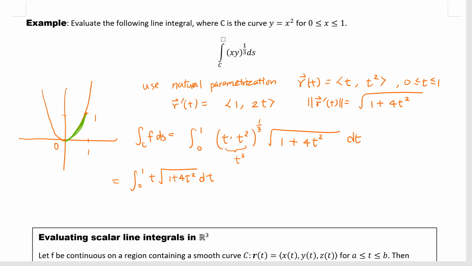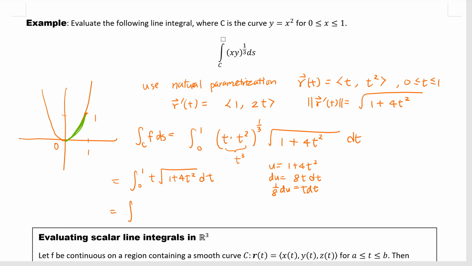What method shall we use? Any guess? Yes, u substitution. Let u be the function inside the square root. Then du is 2 times 4, which is 8t dt, but we don't have 8t dt, we have t dt. Well, that is 1 over 8 du.